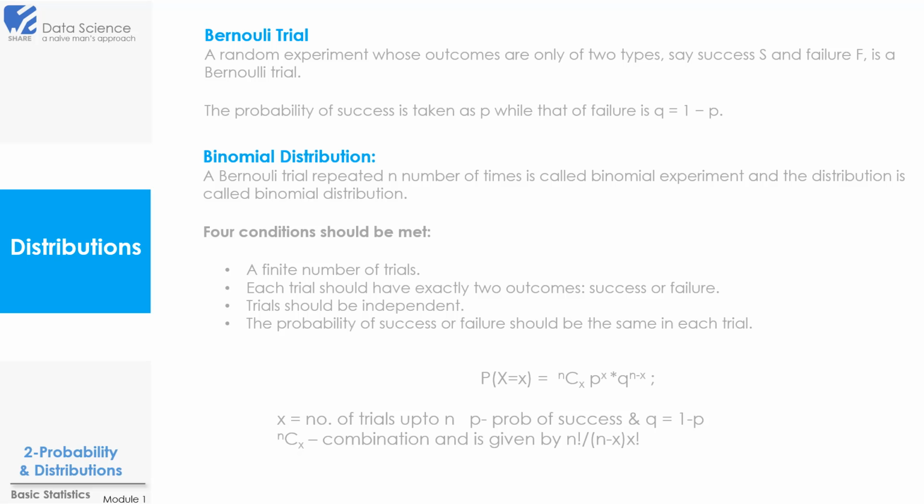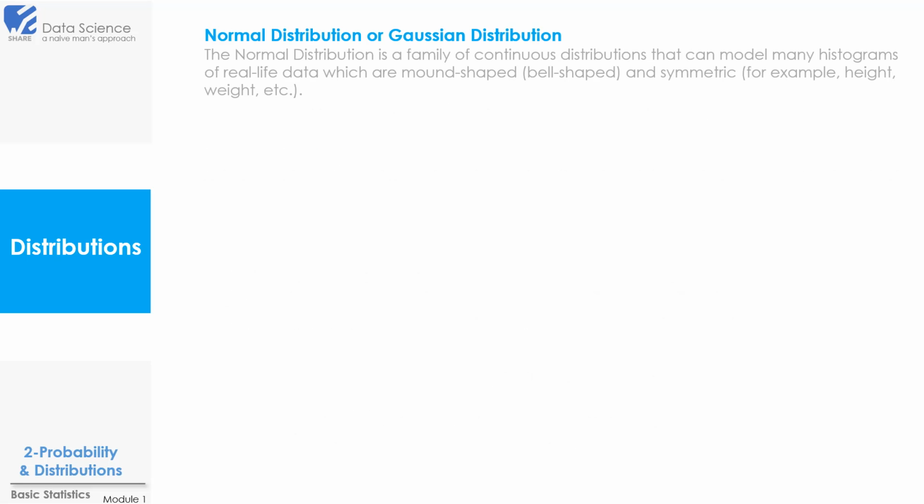Now let's move on to the next distribution, which is normal distribution or Gaussian distribution. The normal distribution is a family of continuous distributions that can model many histograms of real life data, which are mound shaped, that is bell shaped, and are symmetric, for example height, weight, etc. Now this distribution is probably the most important distribution for your data science career because it is most widely and commonly used.